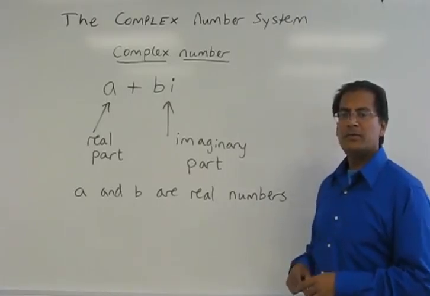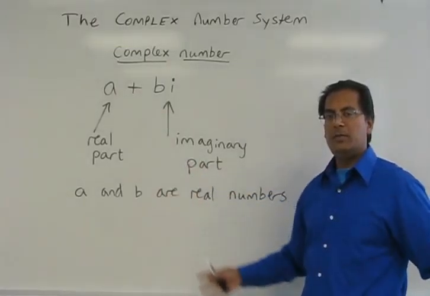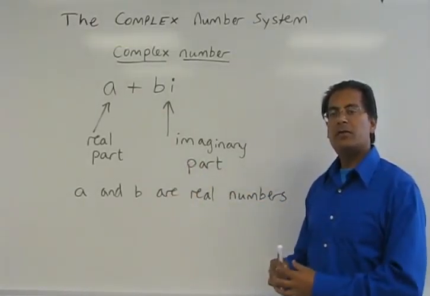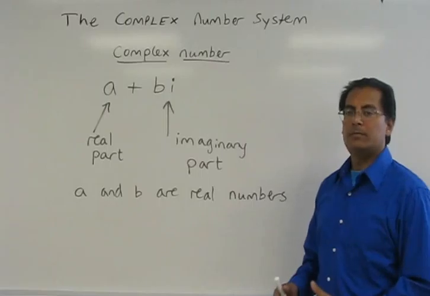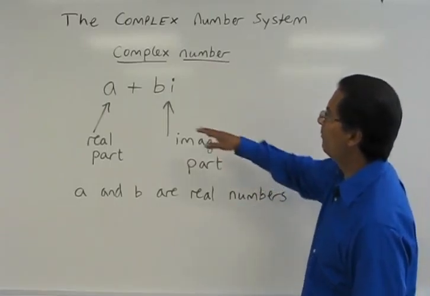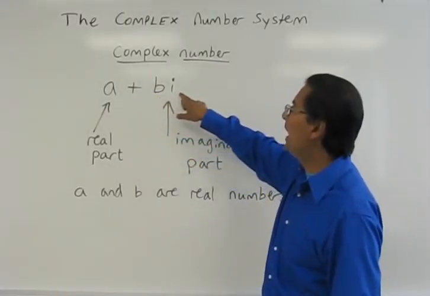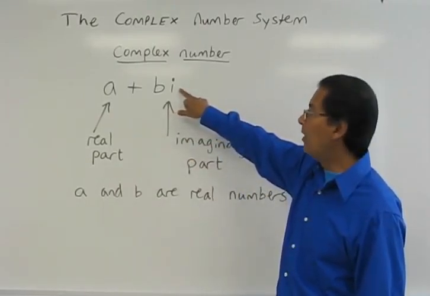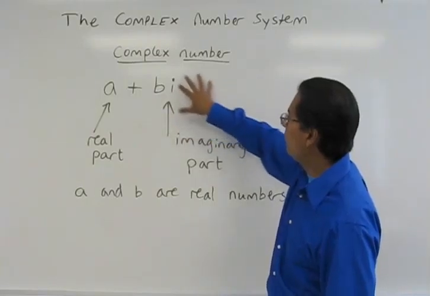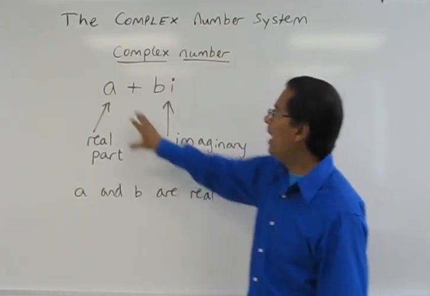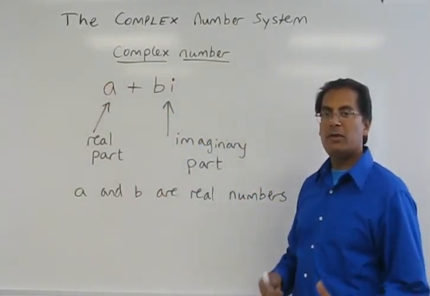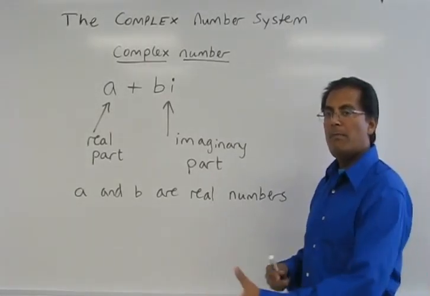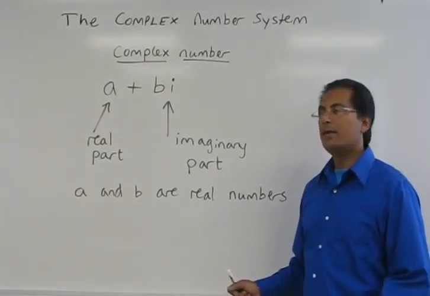The complex number system is actually a bigger number system than the real number system. Complex numbers include real numbers. A complex number has this form, a plus bi. i is the imaginary number, the square root of -1. So bi is called the imaginary part, and a is the real part. A complex number consists of a real part and an imaginary part.